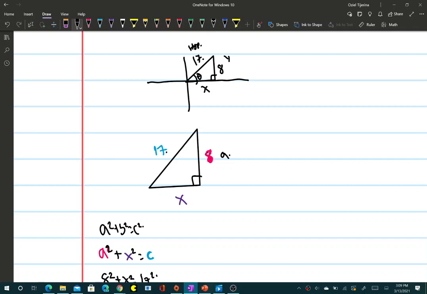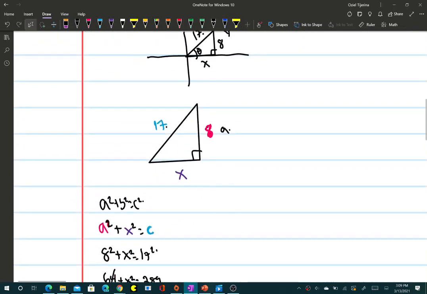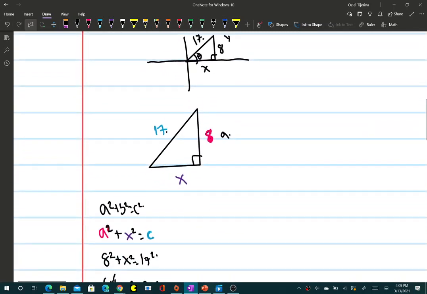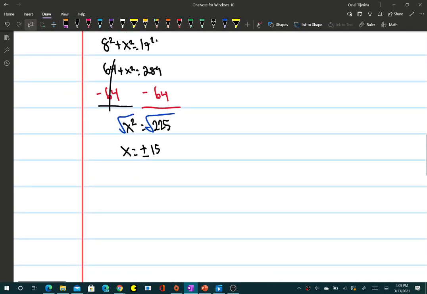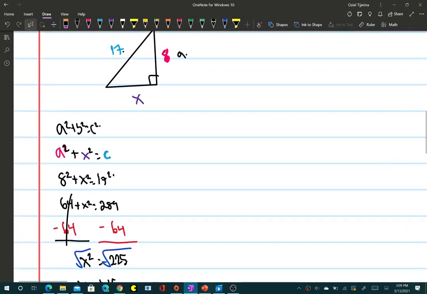However, because it is in the first quadrant, and because opposite over hypotenuse are both positive, that means that x is positive, so we would say that x is 15. And then we have the following right triangle: this is 8, this is 15, and this is 17 over here.